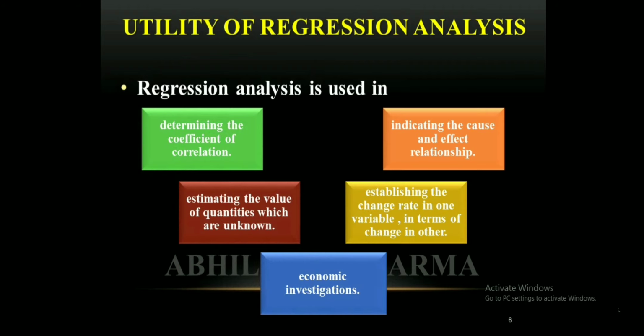Now we will discuss the uses or utilities of regression analysis. Number 1. It helps in determining the coefficient of correlation. Number 2. Regression analysis establishes the rate of change in one variable in terms of change in others. Number 3. It helps in estimating the values of quantities which are unknown. Number 4. Regression analysis helps in business and economic investigations. Number 5. This indicates the cause and effect relationship between variables.